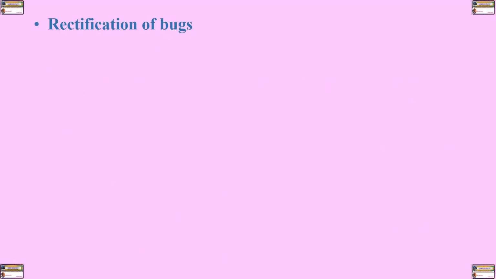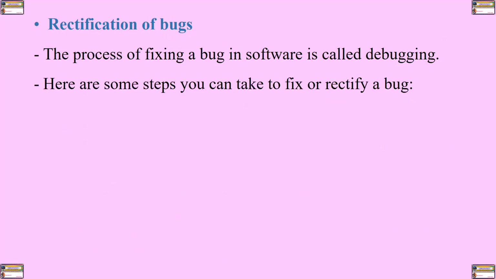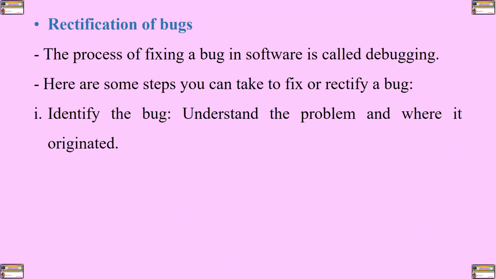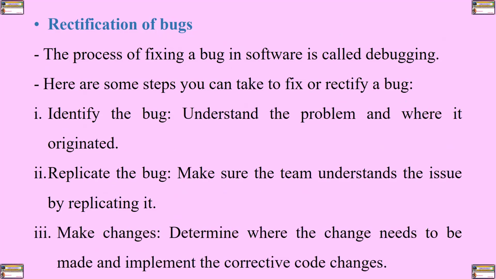Then once you identify certain bugs, you need to rectify them. So the process of fixing a bug in a software is called debugging. Some steps you can take to fix or rectify a bug include: one is identifying the bug, understand the problem and where it originated. Then replicate the bug. Make sure that the team understands the issue by replicating it.